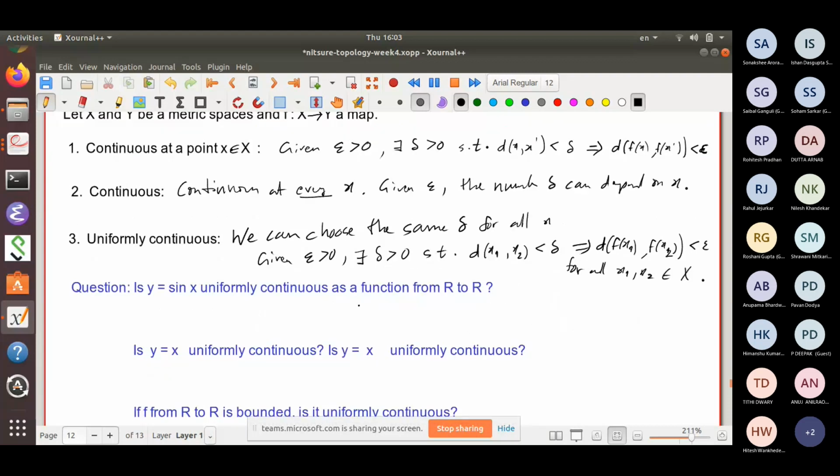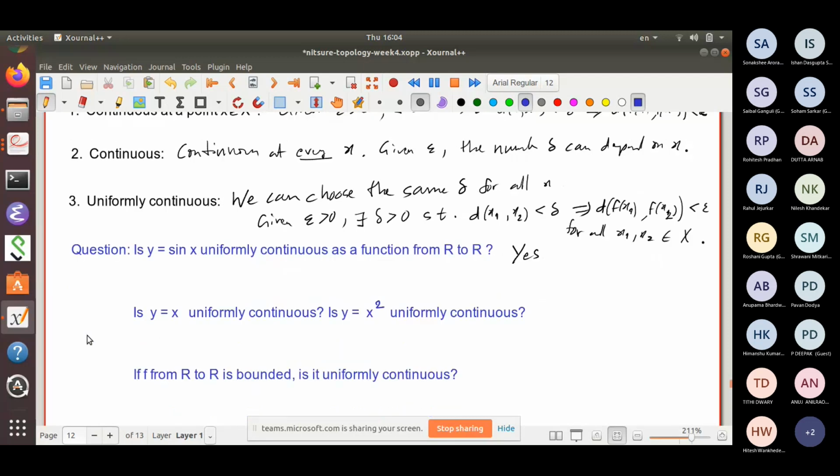So I want to test your knowledge of this. Is y equal to sin x uniformly continuous? Yes, sir, the same delta works. Okay, I hope you can prove it, but let me pass that for the time being. Is y equal to x uniformly continuous? Yes, sir. My next question is, is y equal to x square uniformly continuous? No, sir.